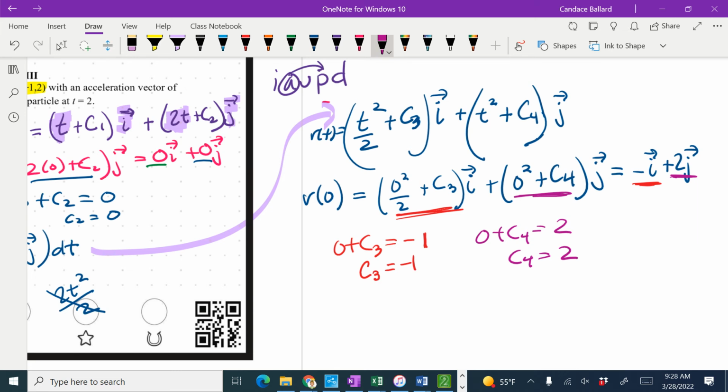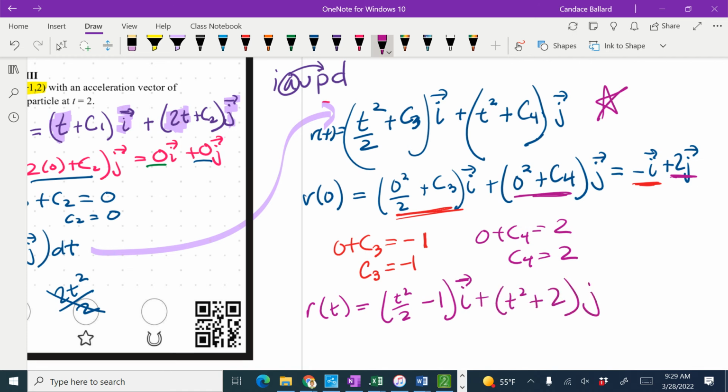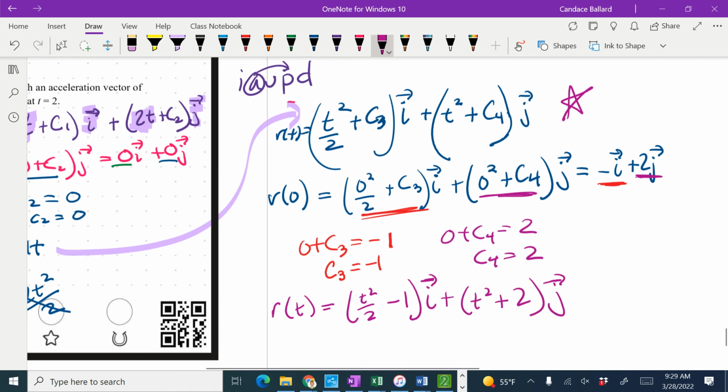All right, so now I'm going to write out my position vector. Just like when, remember, we did the particular solution problems. This is the particular solution type problem for vectors. We're going to go back into here and substitute in c sub 3 and c sub 4. So r of t equals t squared over 2 minus 1 i plus t squared plus 2 j. That's my position vector.